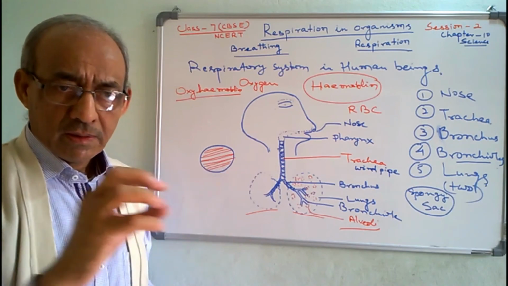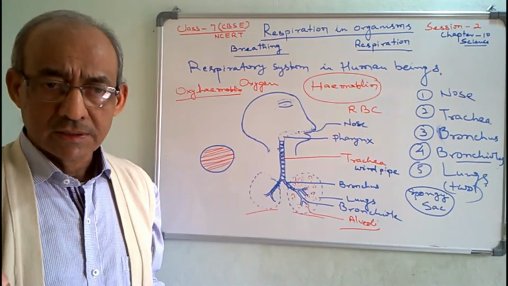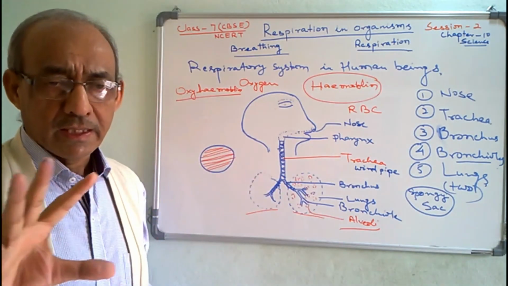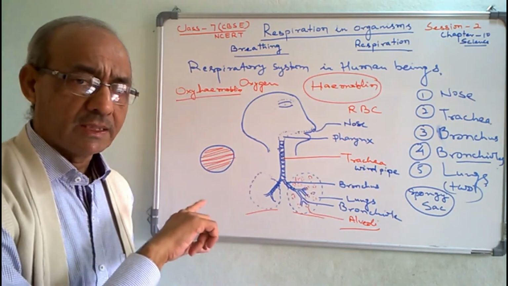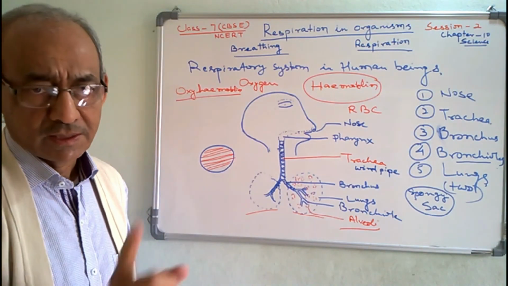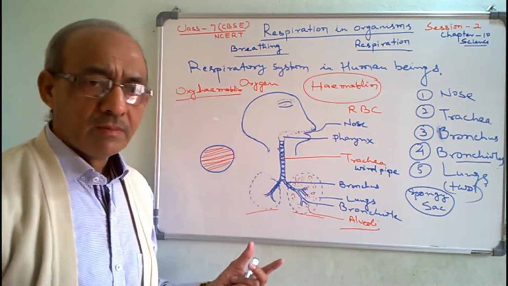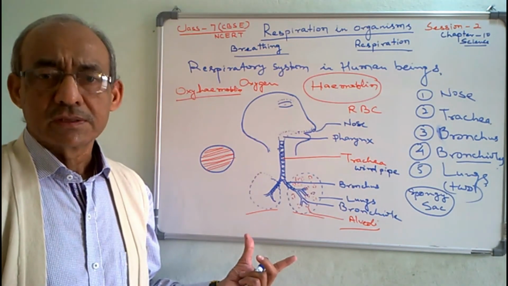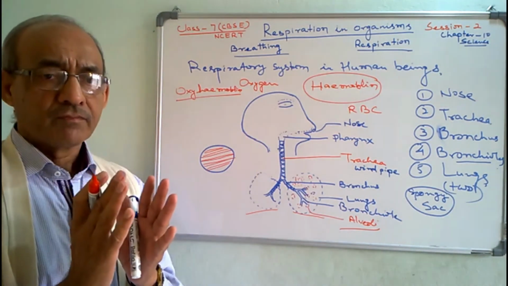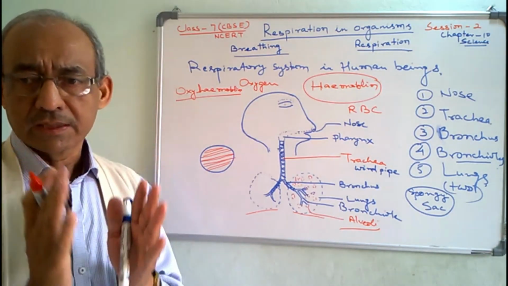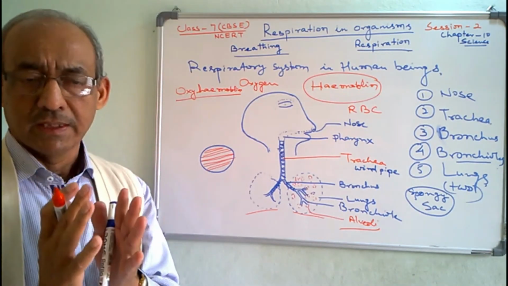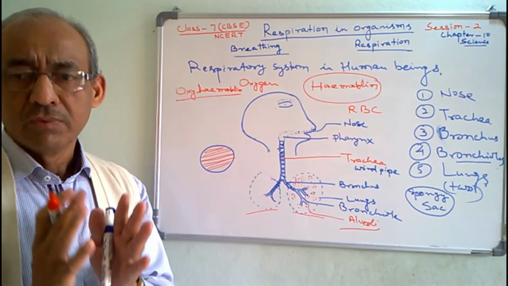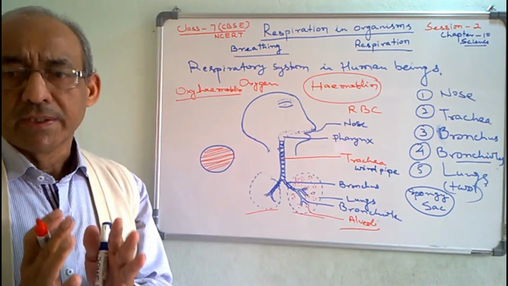Lungs actually serve as a pump for inhaling the oxygen and exhaling the carbon dioxide. In contraction and expansion, for inhalation and exhalation respectively, the diaphragm plays a very important role. In the next class, we will discuss the expansion or contraction of the lungs for inhalation and exhalation. To understand this process, we will discuss an activity in the next class.